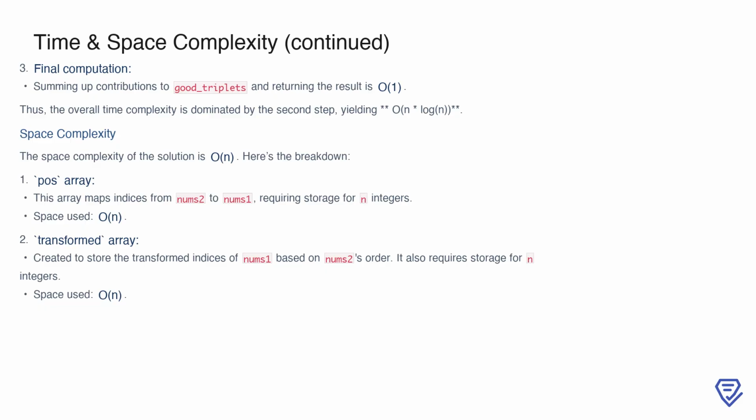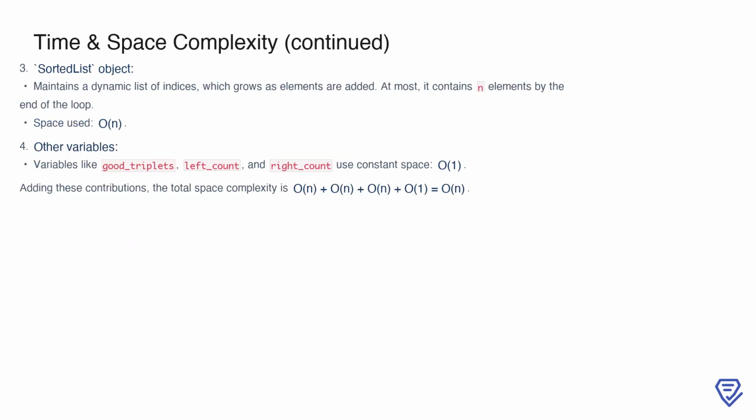Let's turn to space complexity. The solution requires O(n) space overall. First, the POS array stores the mapping of indices from nums2 to nums1, which takes O(n) space for n integers. Then, the transformed array stores the indices of nums1 in the order of nums2, also requiring O(n) space. Additionally, the sorted list object, which is used to dynamically maintain indices during the main loop, grows incrementally as elements are added. By the end of the process, it contains at most n elements, contributing another O(n) to the space complexity. Finally, variables like good_triplets, left_count, and right_count use constant space, or O(1).